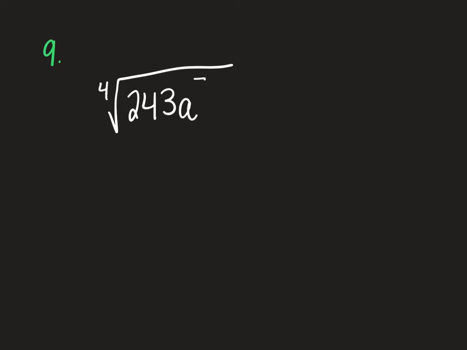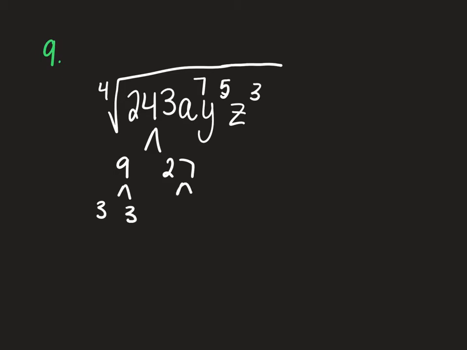Now I'm going to skip ahead to number 9, which is the fourth root of 243 a to the 7th, y to the 5th, z to the 3rd. So we're going to take our 243 and divide it down into its factors. I divided it by 9, so that's going to give me 9 and 27. So 9 goes down to 3 and 3. 27 is 3 and 9. And then that 9 also splits into 3 and 3.